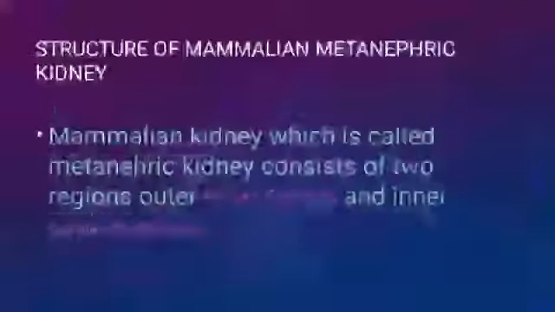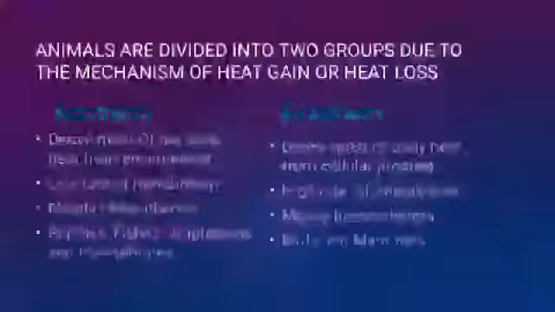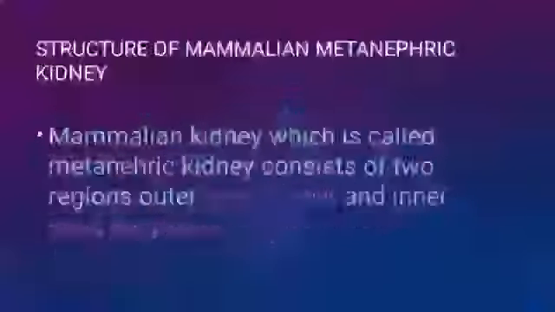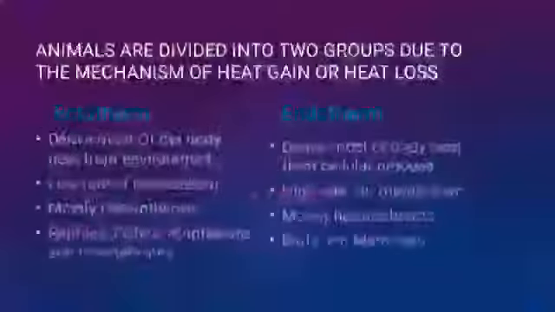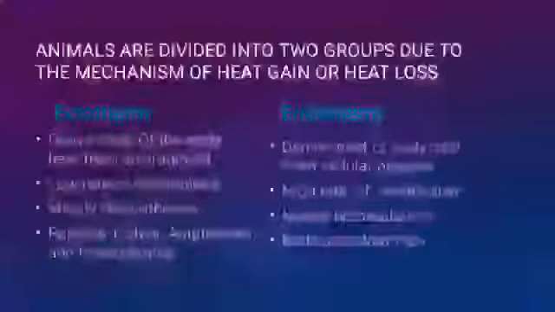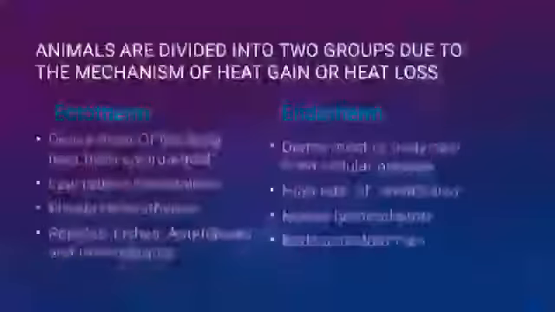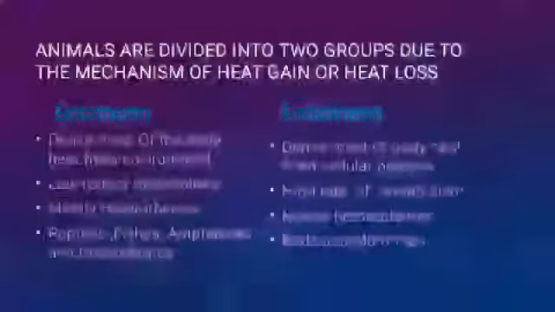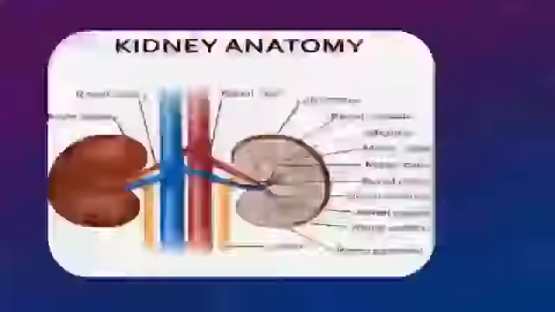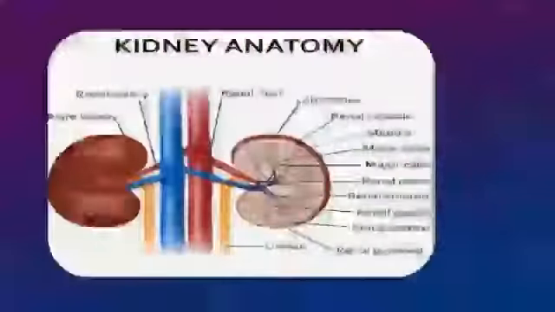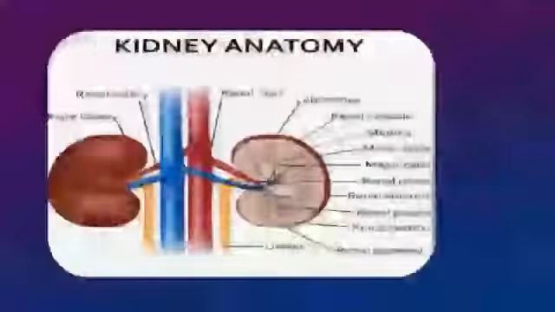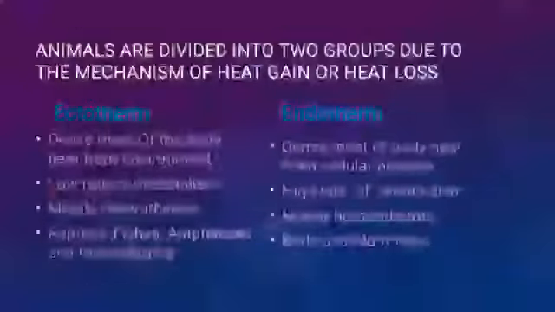Structure of the mammalian metanephric kidney. The mammalian kidney, which is called the metanephric kidney, consists of two regions: the outer renal cortex and the inner renal medulla. You can see in this image all the parts of the human metanephric kidney: renal vein, left kidney, renal capsule, medulla, minor calyx, major calyx, renal pelvis, renal columns, renal papilla, renal cortex, renal pyramids, ureter.